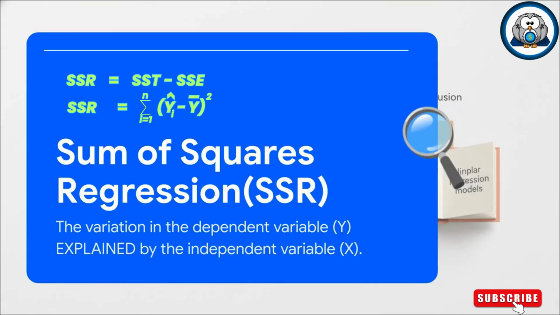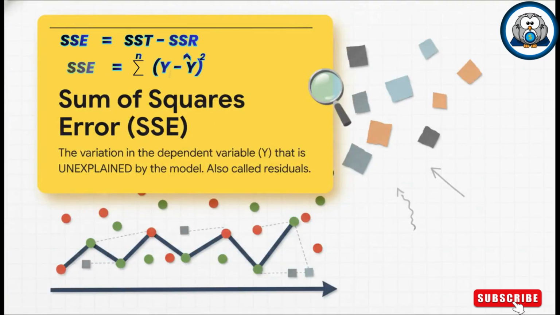Next up is the sum of squares regression, or SSR. So if SST is the entire puzzle, then SSR is the part of the puzzle that our model actually solves for us. It's the amount of variation in ROA that we can pin directly on the changes in CapEx. And whatever's left over, well, that's the sum of squares error, or SSE. These are all the puzzle pieces still scattered on the table, the variation that our model just can't explain. These are the errors. And of course, the whole point of building a good model is to make this leftover pile as tiny as we possibly can.